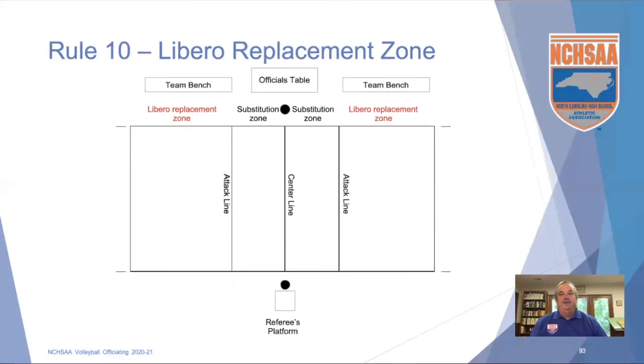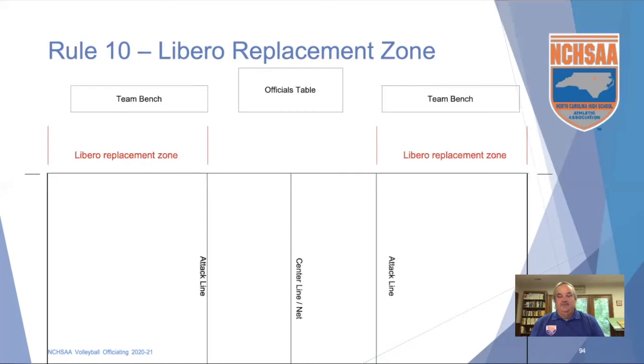All right, we talk about liberos and libero replacement now. So the libero replacement zone is the area between the attack line and the end line in front of each team's bench. So if we zoom in, you see those 2 areas, and in this case, there's no whistle or any indication when the libero replacement occurs. We do have a libero tracker at the scores table, keeping track of these replacements.